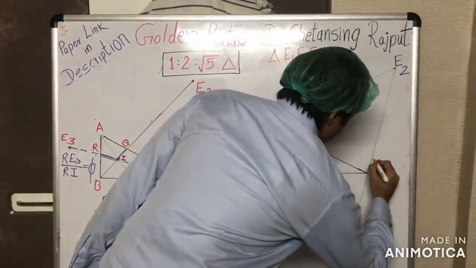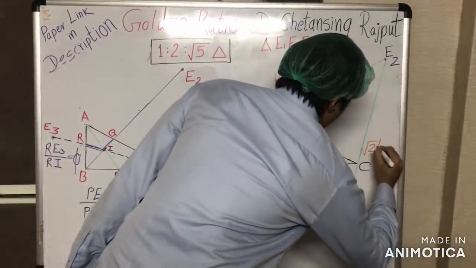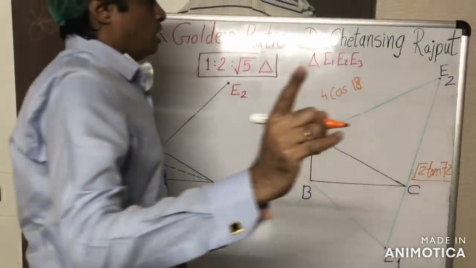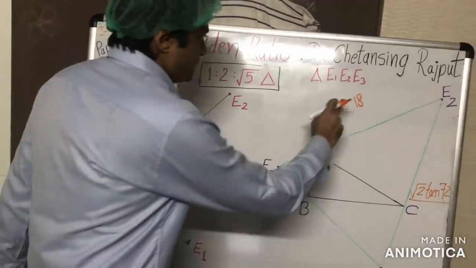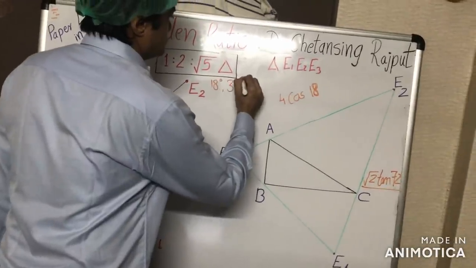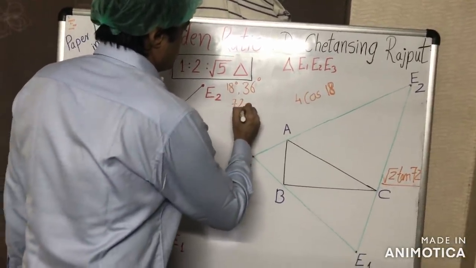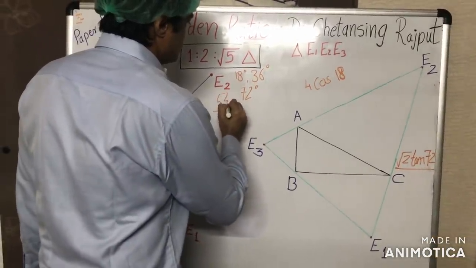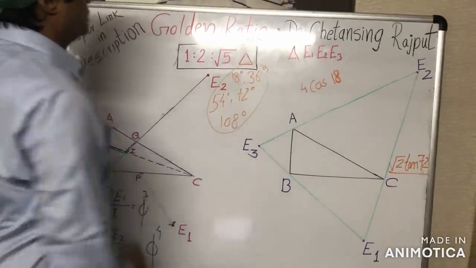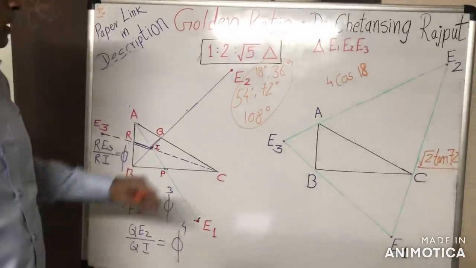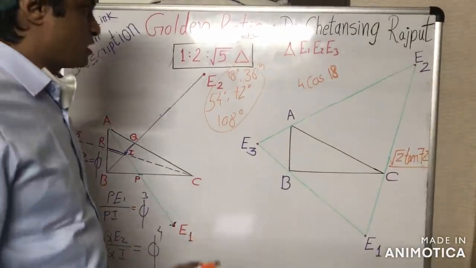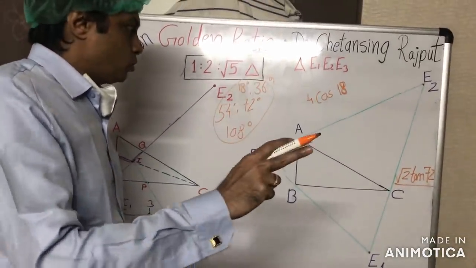This side E2, E1. This side is precisely equal to root 2 tan 72. As I have mentioned earlier, these angles 18 degree, 36 degrees, 72 degrees, even 54 degrees and 108 degrees. All these angles are closely associated with golden ratio because these are the angles which are present in regular pentagon, regular pentagram, as well as the golden ratio triangle.